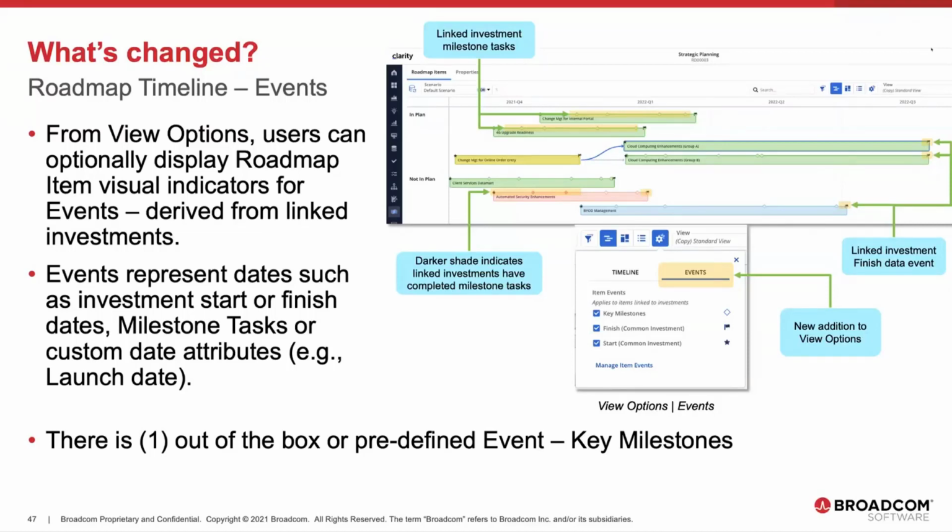Users can create date attributes in Studio for, as an example, launch date or release date, and then add and define those dates at the investment level. Then you would use manage item events to create a corresponding event, which will be positioned on the roadmap using the defined image. There is one out of the box or predefined event, and that's key milestones using the diamond image.